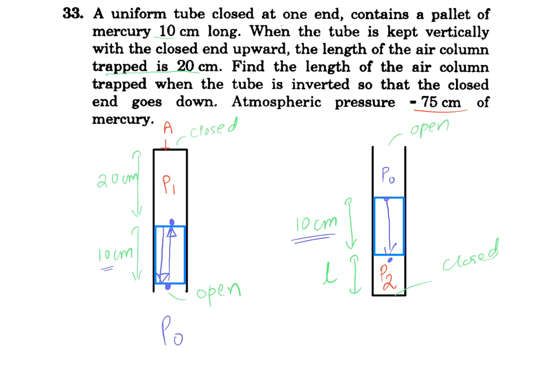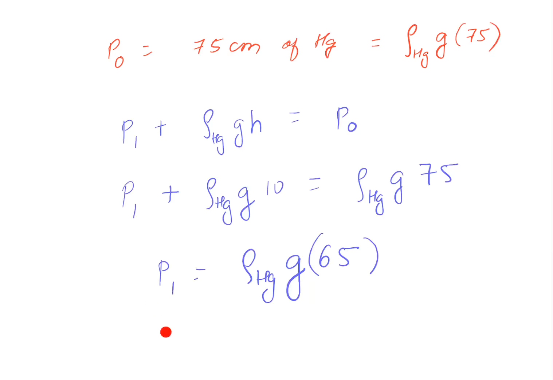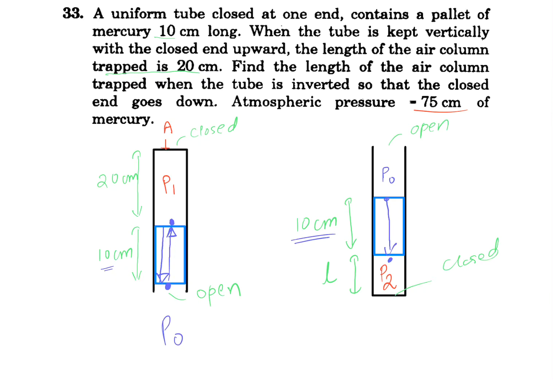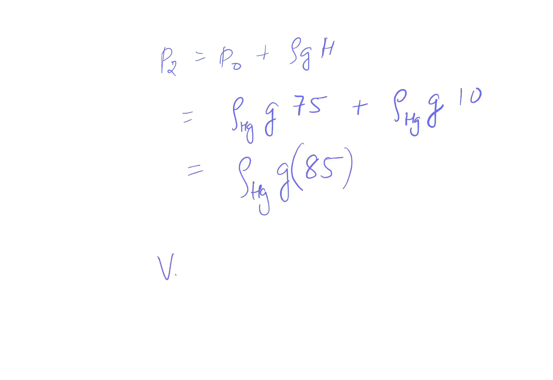Now what is the initial volume? Initial volume will be area into height 20 centimeter. So we write down initial volume V1. V1 will be 20 centimeter into area. Similarly, what is V2? V2 will be again area into the new length L. So V2 will be area into L.